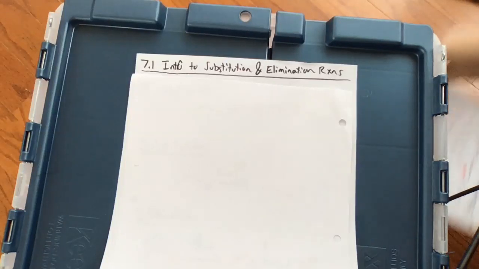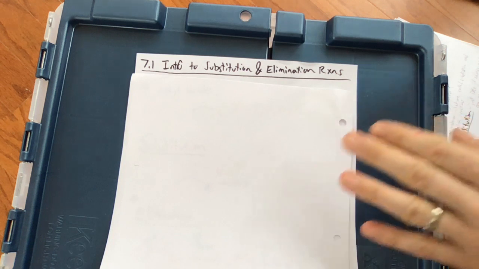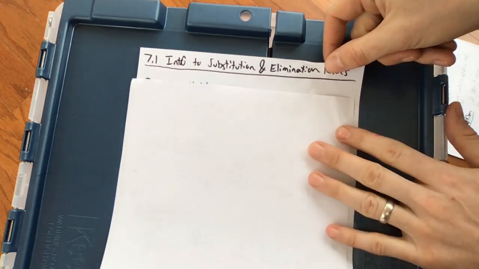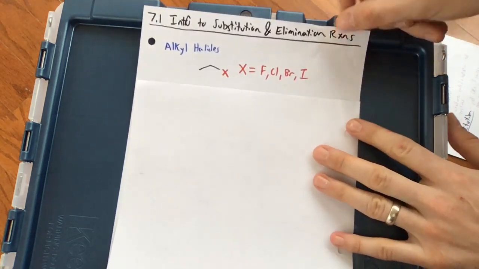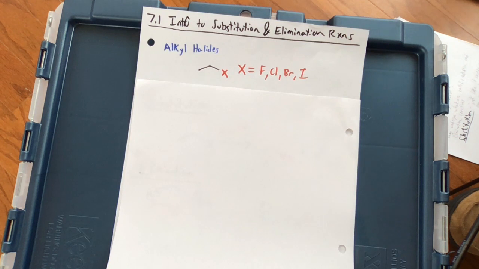All right. So in 7.1, or chapter 7, is all about substitution and elimination reactions. And so what we're going to do to talk about substitution and eliminations is to start with a new type of functional group called alkyl halides. And these functional groups are characterized by having some alkyl group, like this ethyl group in black, bonded to some halide group that we represent with an X, typically fluorine, chlorine, bromine, or iodide.